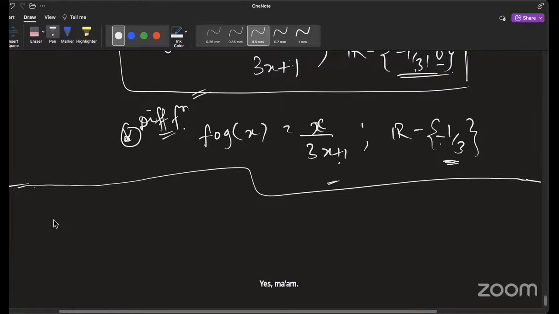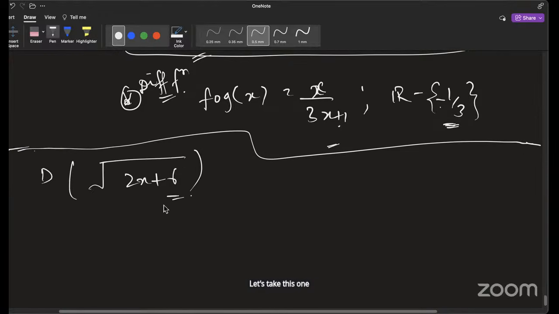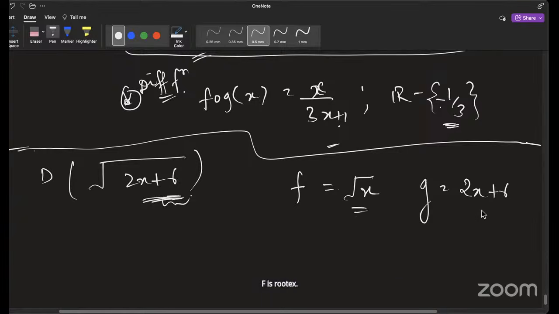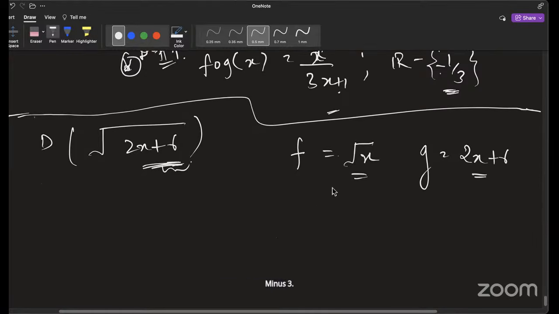Okay. So let's take this one then. Domain of square root of 2x plus 6. Can you find two functions of which this function is a composition? This is obviously a composition function. What's f here and what's g here? Ma'am, f is root x and g is 2x plus 6. Yeah. This is it. And obviously you'll have to take x greater than 0. No restrictions here.